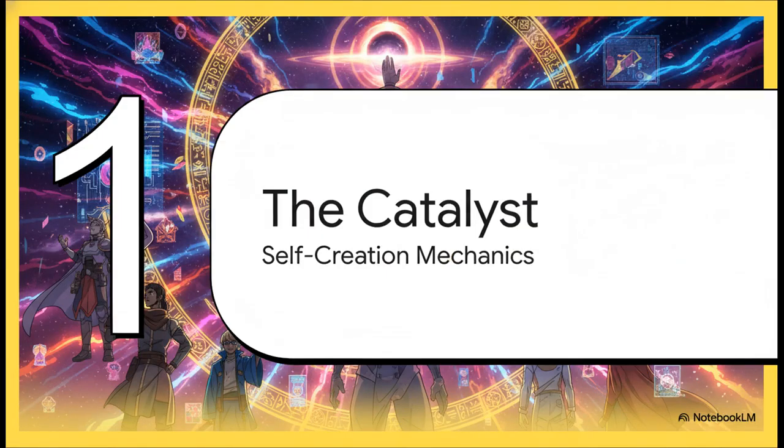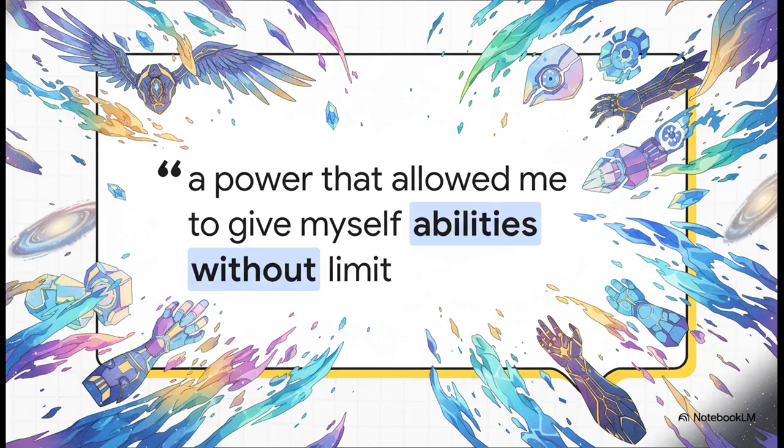Kicking things off with Section 1, the catalyst, or the mechanics of self-creation. Every god-tier character has to start somewhere, right? But Elijah's starting point is entirely unique. Now, what's really fascinating here is the absolute lack of a ceiling on his mutant potential. Most mutants in this universe, they discover what they can do by accident or maybe through some intense trauma. Not Elijah. His mutant power is literally called self-creation.